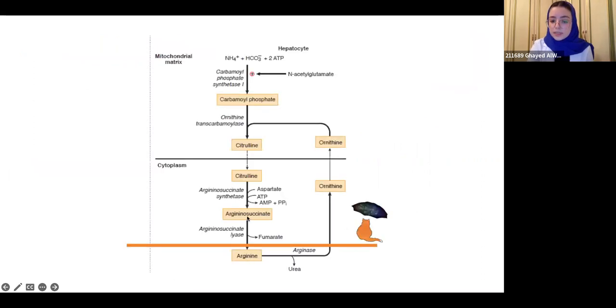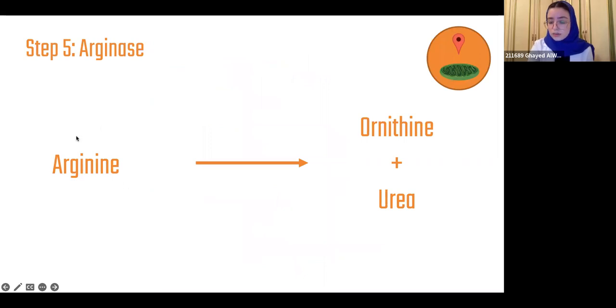Okay, so again, we're breaking down argininosuccinate by argininosuccinate lyase or argininosuccinase. And so when we break it down, we get two substances. We get fumarate and we get arginine. So fumarate will leave the cycle and arginine continues, okay? And just like we broke down argininosuccinate, we also want to break down arginine. And so that's the final reaction of the urea cycle. So we're breaking down arginine, the enzyme is arginase, and we get ornithine, and we also get urea. So once you see urea, you know that you're at the end, right?